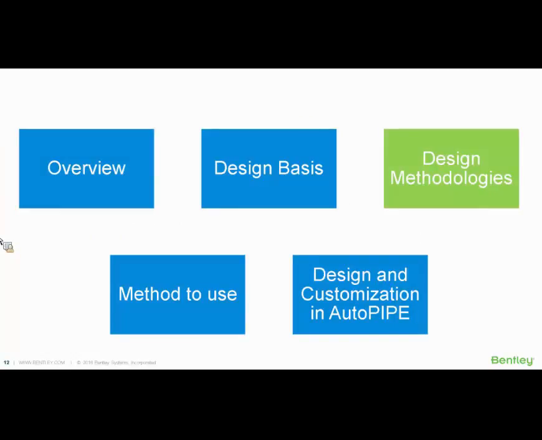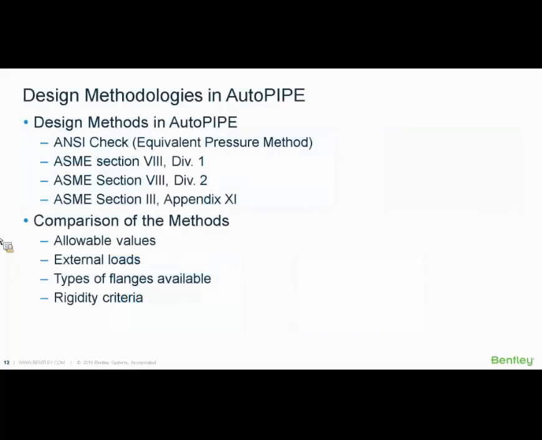So moving on to design methodologies that are available in AutoPIPE, we would have a quick look. In AutoPIPE, we have the following design methods available. We have the ANSI check, the equivalent pressure method, which we discussed in the previous slides. We have ASME section 8 div 1, ASME section 8 div 2, and ASME section 3 appendix 11 methods available.